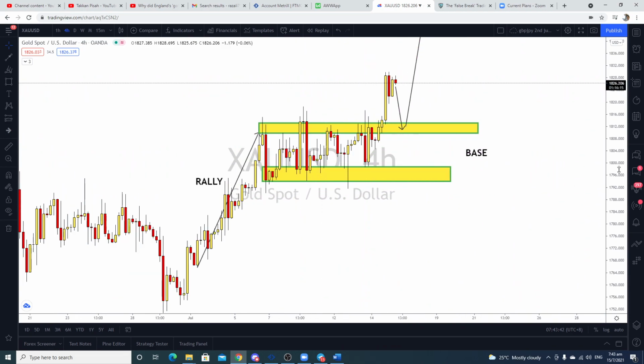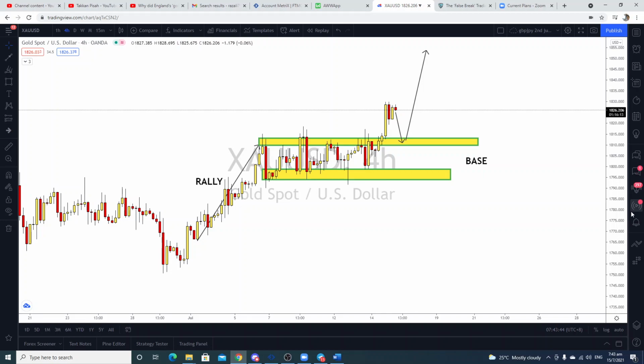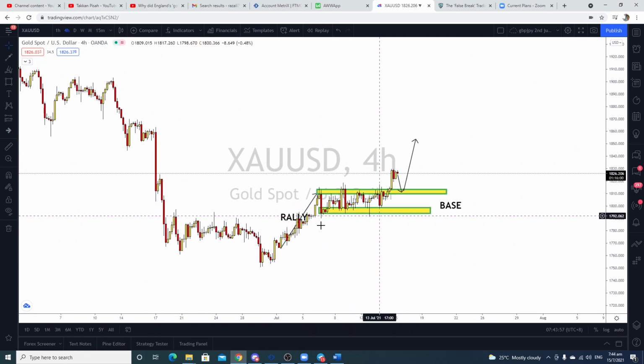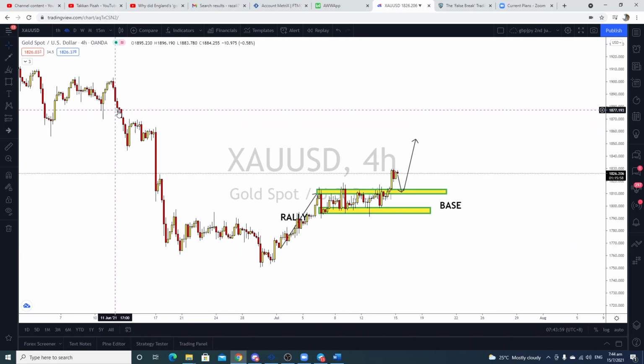In this case, we knew that the uptrend is quite confirmed. In the 4 hour, you can see the uptrend is quite confirmed because there is a rally base rally. All we need now is a retest of this broken structure to continue this rally base rally towards the upside. As you can see right now, the demand is stronger than the supply.